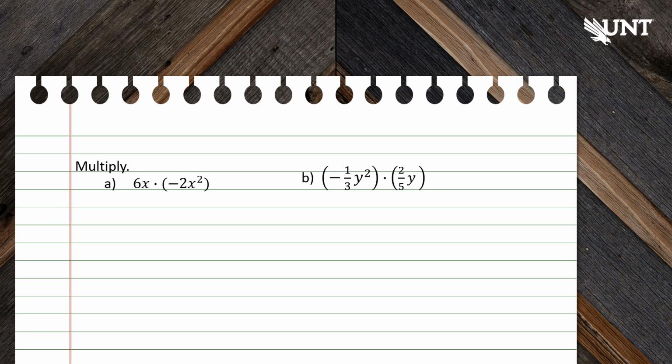The directions state to multiply. For example A, we have 6x times the quantity negative 2x squared. In this example, we have a monomial times a monomial.